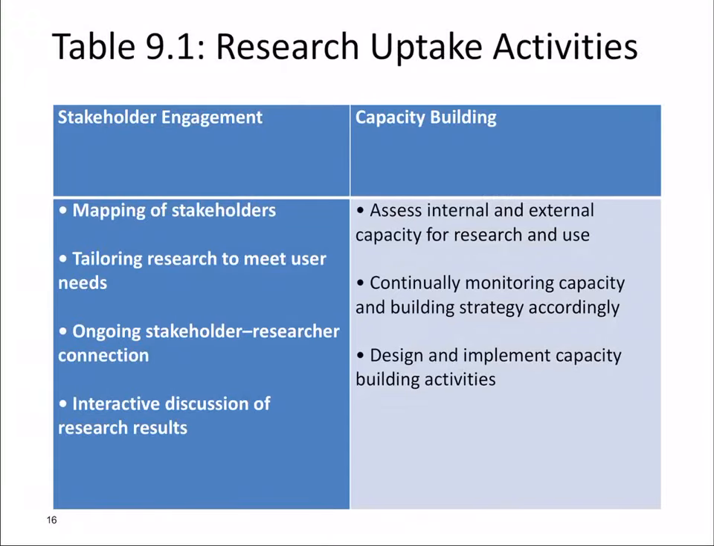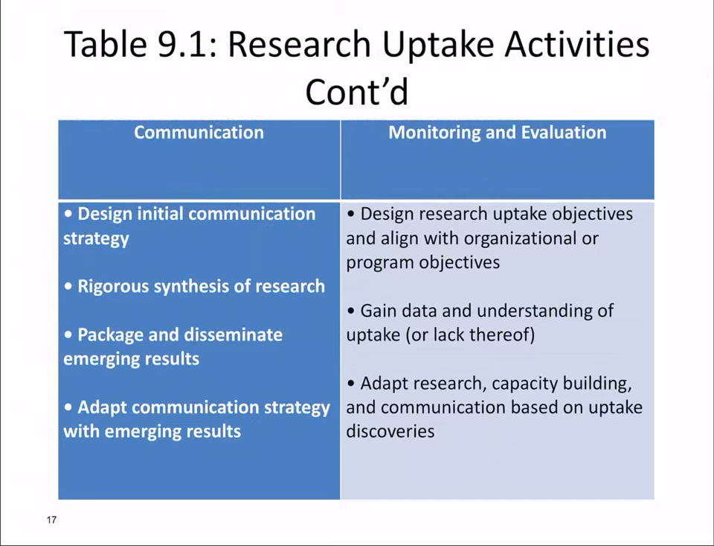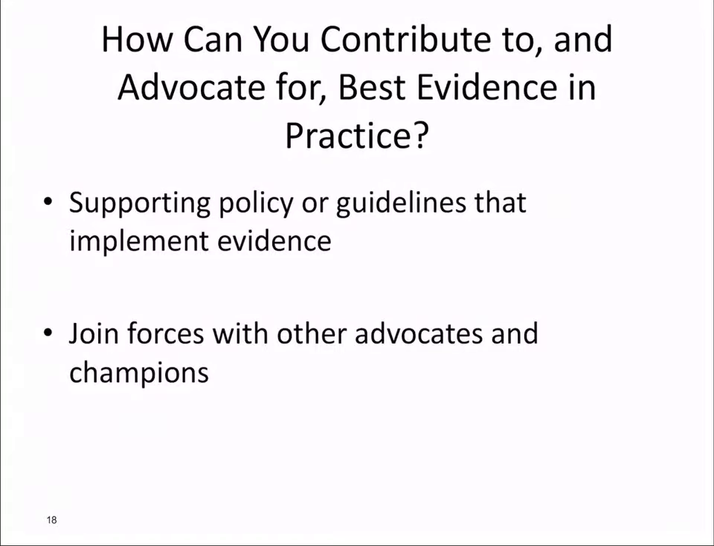Research uptake activities involve, this is in table 9.1, several different things. So when you look at research uptake, it's a cultural process. So you have to look at mapping stakeholders, tailoring research to meet other user needs, ongoing stakeholder research connection, and interactive discussion of research results. And part of capacity building is looking at internal and external capacity, constantly monitoring capacity, and designing and implementing capacity building activities. More of table 9.1, I'm going to let you read it from your textbook at this point.